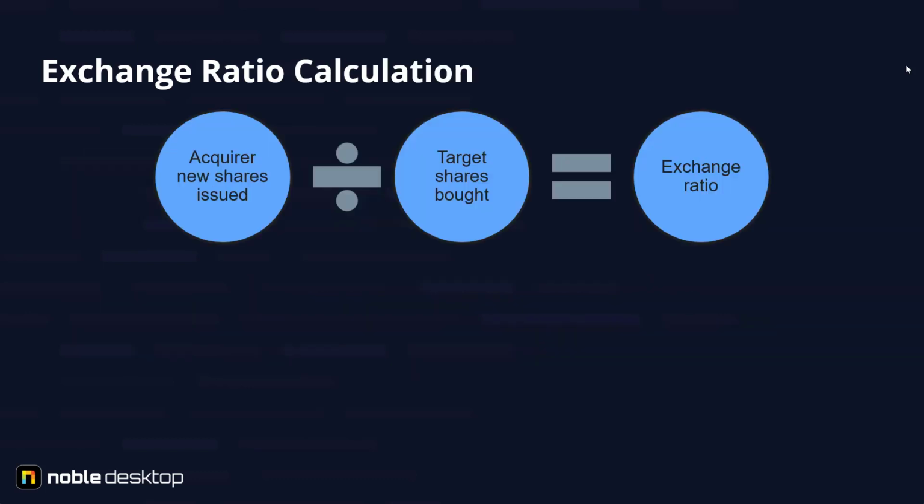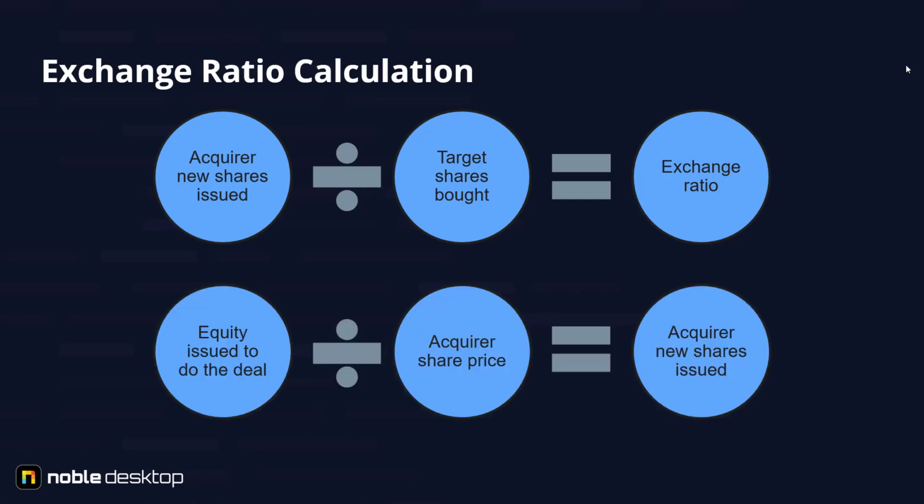And here's the exchange ratio calculation. You would take the acquirer new shares issued and divide them by the target shares bought to come up with the exchange ratio. And then to calculate acquirer new shares issued, you would take the equity issued to do the deal and divide it by the acquirer share price.